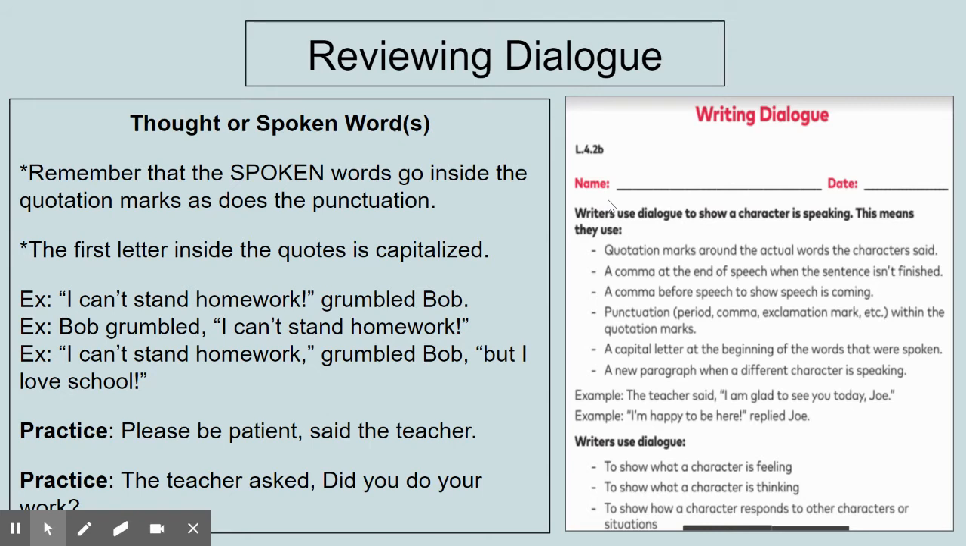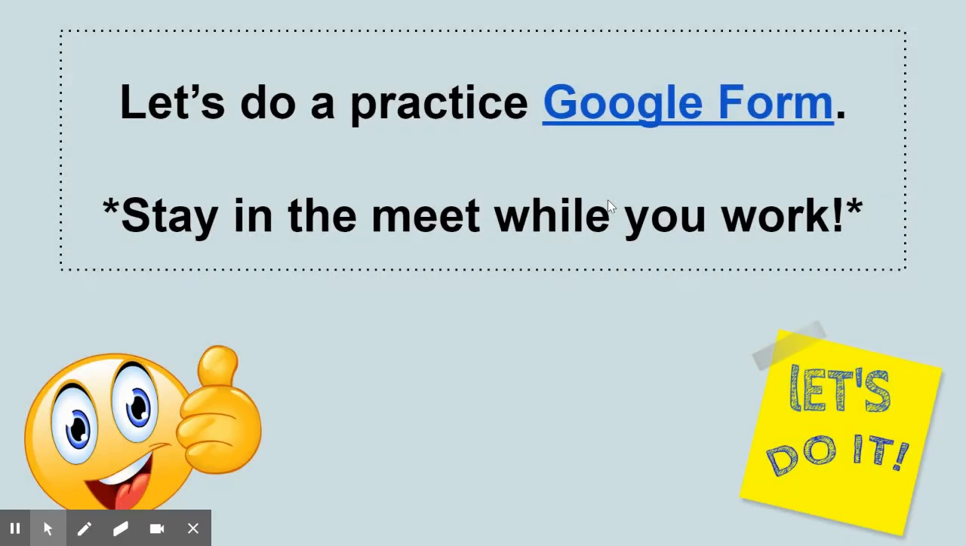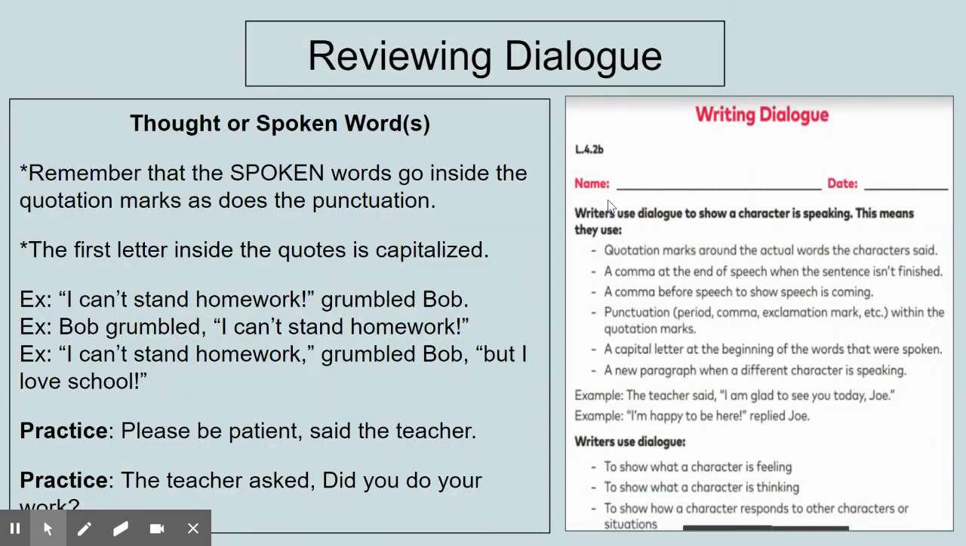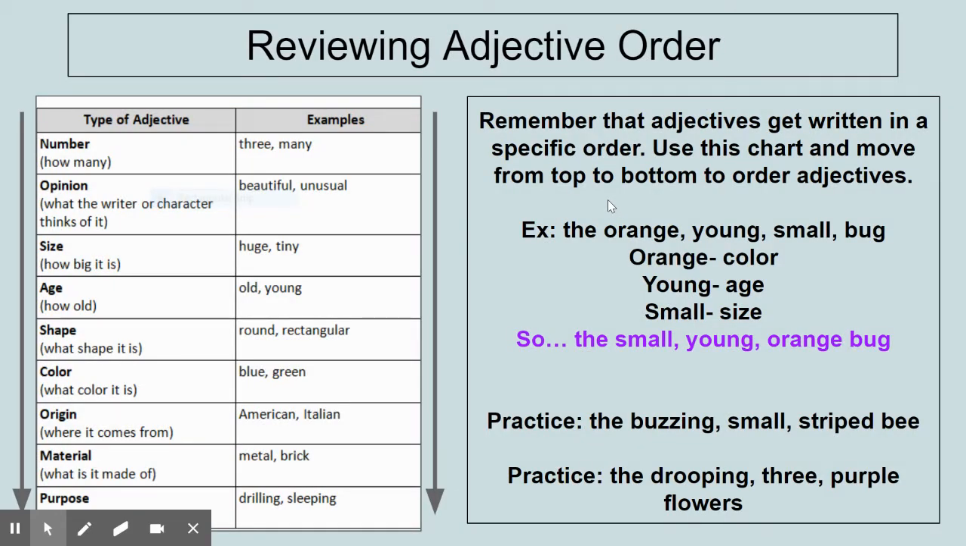Okay. All right, now, remember we use dialogue to show what a character is feeling, thinking, or what a character says, or how he or she responds to a situation. So what you're going to do now is you are going to stay in the meet while you complete this Google form. We're going to turn on a timer. You've got about 7 minutes to complete it. There are about 7 or 8 questions, 3 or 4 on dialogue and 4 on ordering adjectives. We will also pull this sheet back up for you to see for when you are ordering adjectives. If you are doing this independently, look at it on your own.